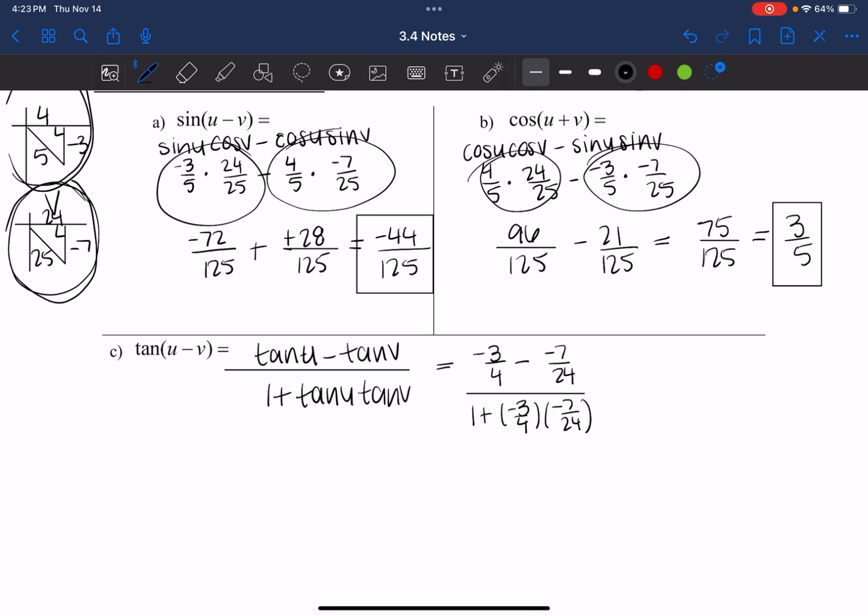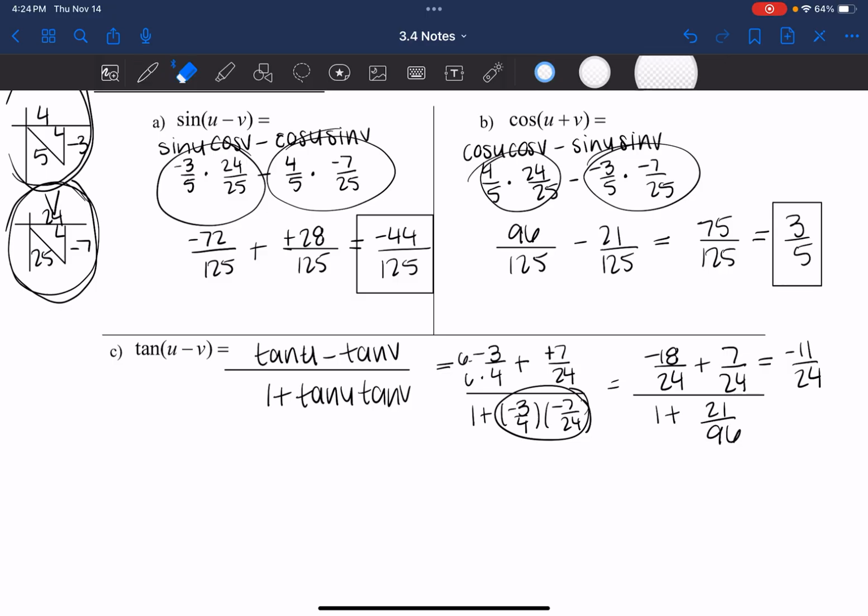All right, so we will need a common denominator in the numerator. So I'm going to multiply this by 6, which would give me negative 18 over 24. And two negatives are going to make that a positive 7 over 24. So when I add those, I get negative 11 over 24. In the denominator, this will be 1 plus, when I multiply these fractions, I get 21 over 96. So I'm actually going to make that 1 a 96 over 96, so it's a common denominator. And 96 plus 21 is 117 over 96.